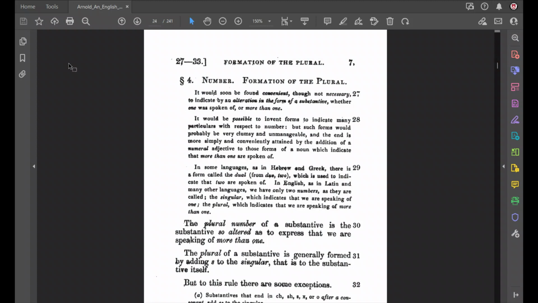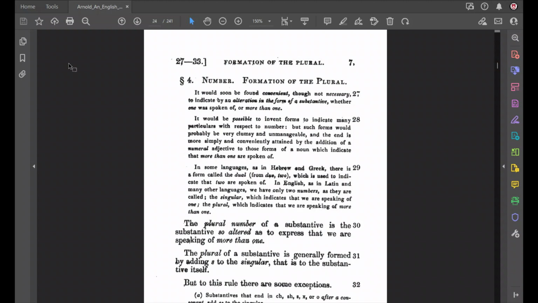The plural number of a substantive. So a substantive, and make sure you understand, when I say substantive, I'm talking about a noun. A name has a singular and a plural form. When we talk about the plural, we mean the form of the substantive, the noun, that shows we're speaking about more than one thing.